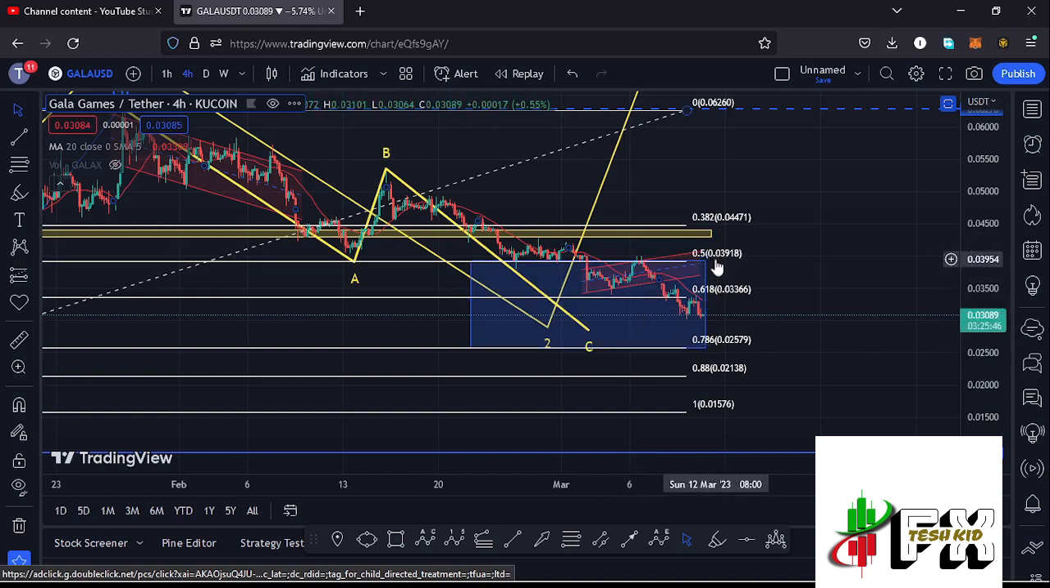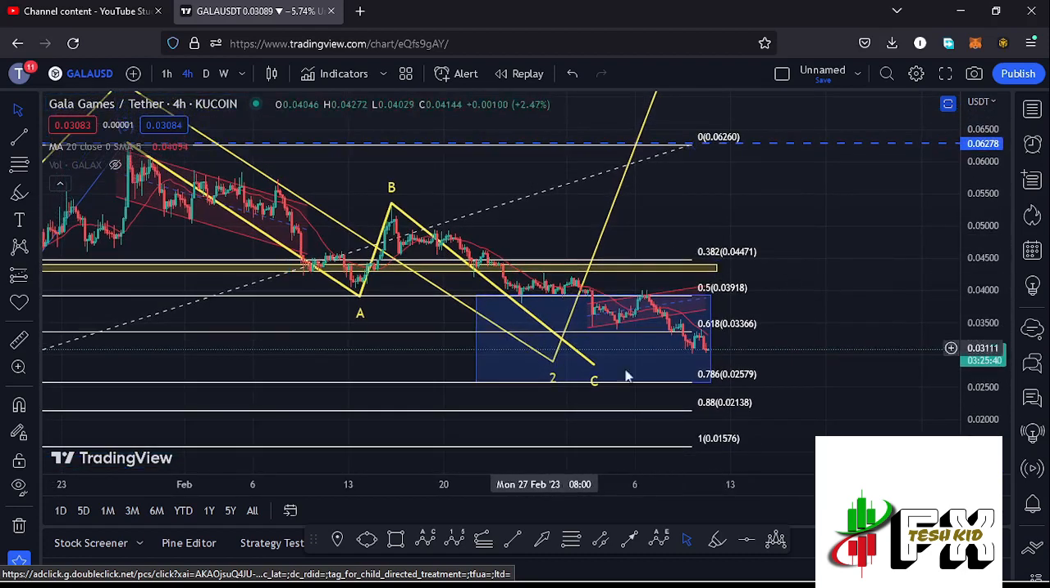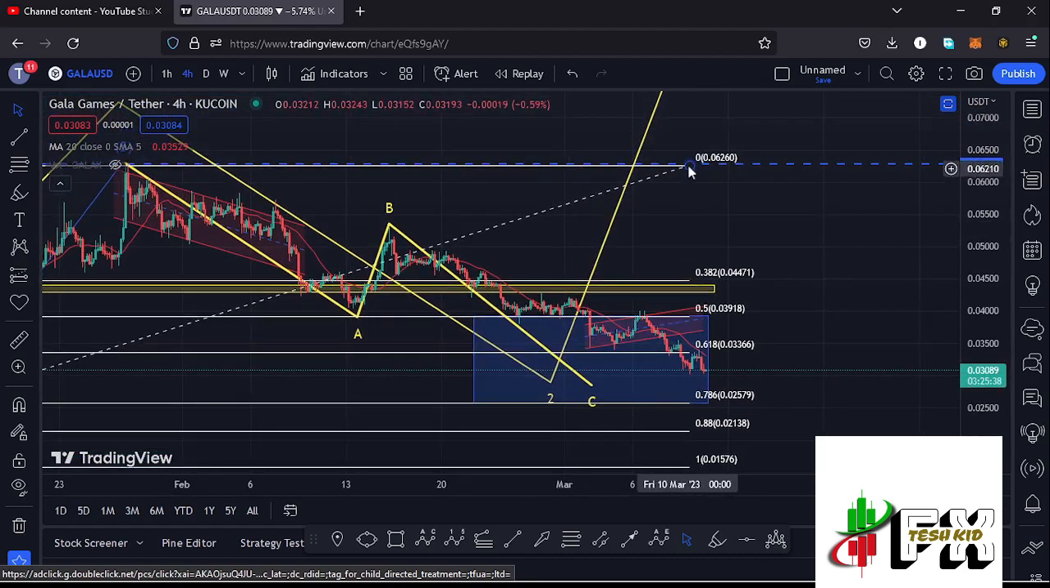which is a target area that lies between the $0.03918 mark and the $0.02579 mark, and it is within this blue target area down here that I'm expecting to see the low for that second wave.